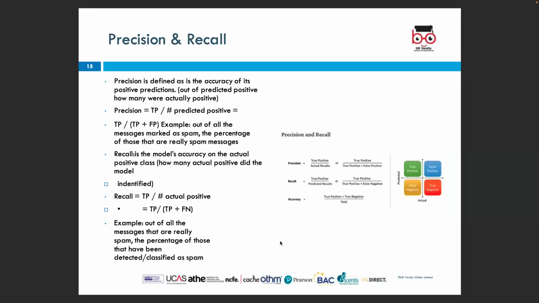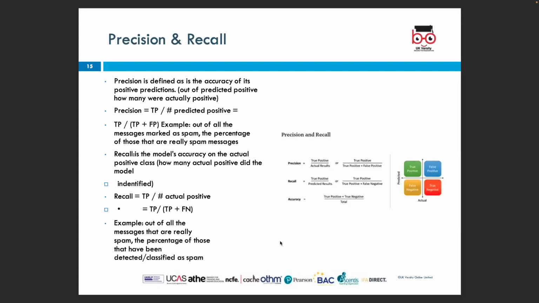Our next slide is precision and recall. Precision is defined as the accuracy of its positive predictions. Out of predicted positives, how many were actually positive? Precision is TP divided by TP plus FP, which is false positive. For example, out of all the messages marked as spam, the percentage of those that are really spam messages.